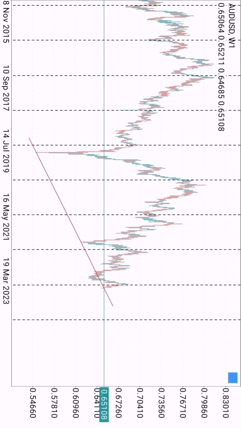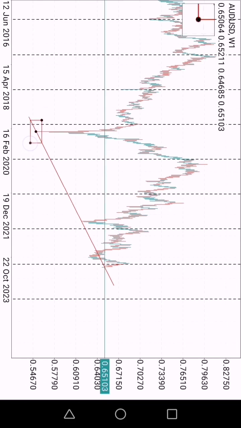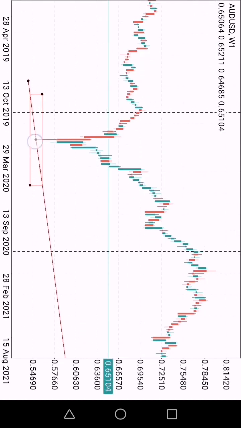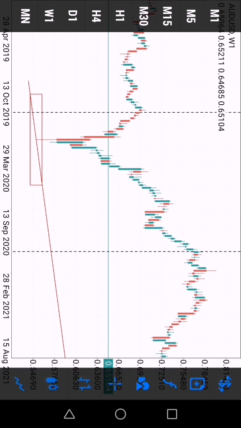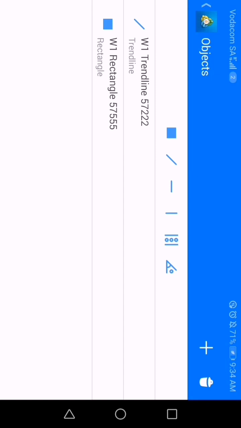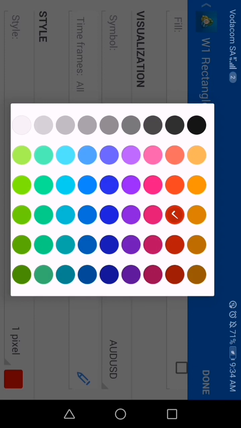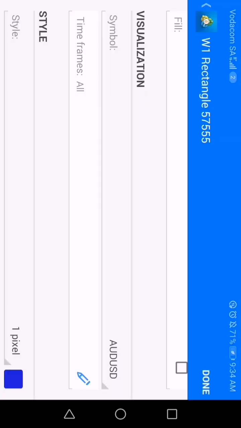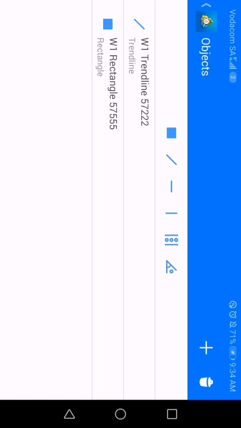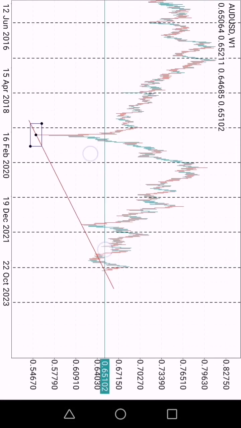First, we have this trend line. As you can see, the red one is our trend line. Let me mark this first touch. As you see here, we have our first touch. This is our first touch. I have marked it with this rectangle. Let me change the color of it so that we can see it. Let me put blue. Done. Yes, I have put blue.